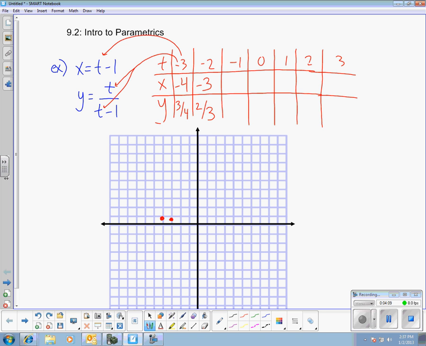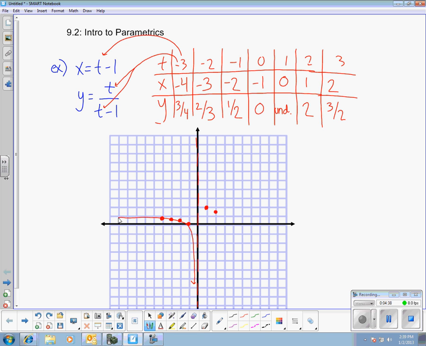I'm going to pause and fill these in so we don't take up too much time with this stuff. Okay, so I've filled in the rest of the x's and y's that go with those t's. A couple of interesting things. When I try to let t equal 1, my x is 0, but my y is undefined. And you can kind of see what your graph was doing. It was coming in from a horizontal asymptote, approaching this vertical asymptote, like that.